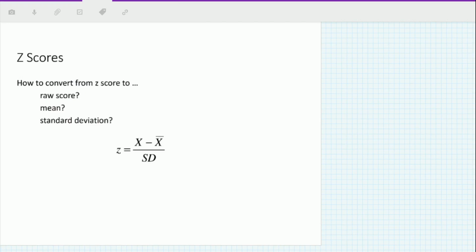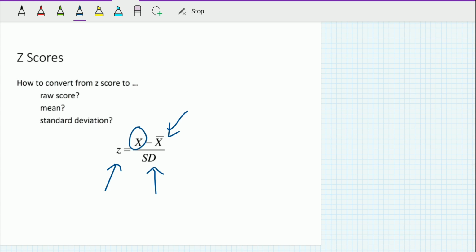Okay, in the previous video, we talked about z-scores and how to go from your raw score, given the average and the standard deviation, to your z-score. Now, this video is going to be going in all directions. I'm going to give you the z-score. I can give you the average and the standard deviation, and I'll ask what the raw score is, or I can give you the z-score, your score, and the average, and ask what the standard deviation is.